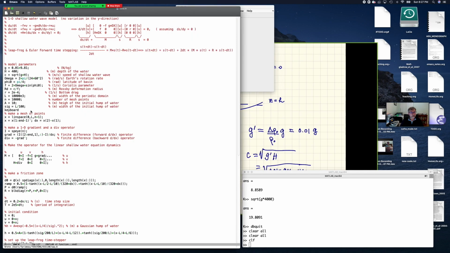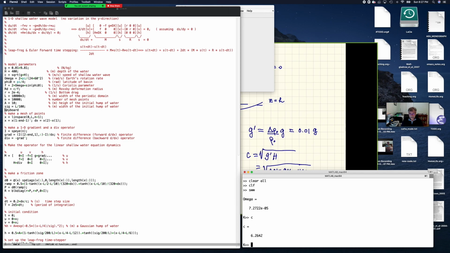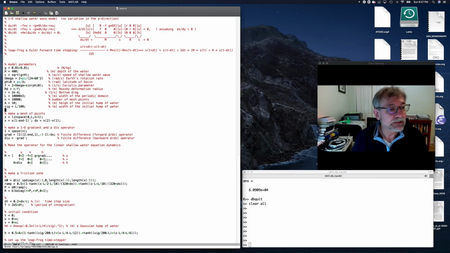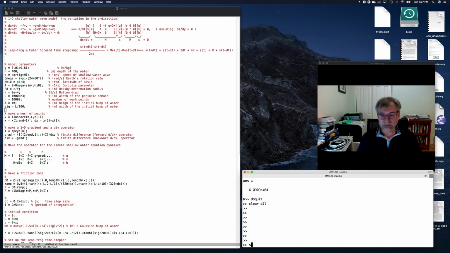And if we put this into the code, g is 0.01, h is 400. I have a keyboard here to stop the code so we can look at the value. Shallow water wave speed, c, is about 6.2. Okay, so let's run it. Shallow water wave.